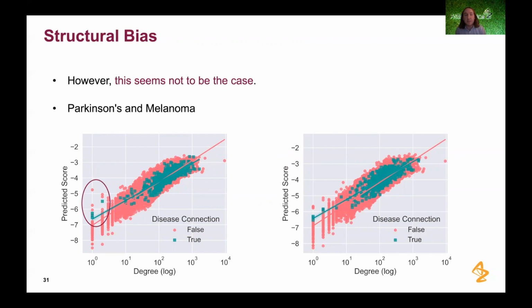So here the green points are genes that have an up or down regulates edge type to the disease in question, so Parkinson's and melanoma. And you see that it doesn't seem to have an effect. The green points aren't clustered towards the top of the scores here. Of particular interest is this region in the bottom left. Here there are some green points that have a single edge, and that edge happens to be to the disease of interest. And yet other single edge genes that aren't connected to the disease are ranked above it.